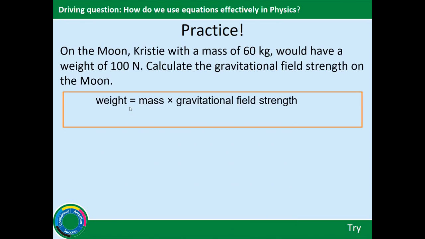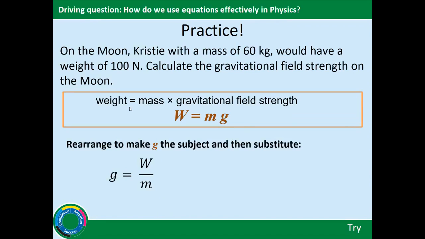The formula down, the short form, and then let's rearrange the formula. Of course, g equals w over m. If we go to our equation, we see that we've got w 100 newtons. Sometimes even the units will help to tell you which variables have been given in the question. So we have 100 newtons, we know that is the weight. We have a mass of 60 kilograms. So we have the weight, we have the mass, we simply substitute into the equation.